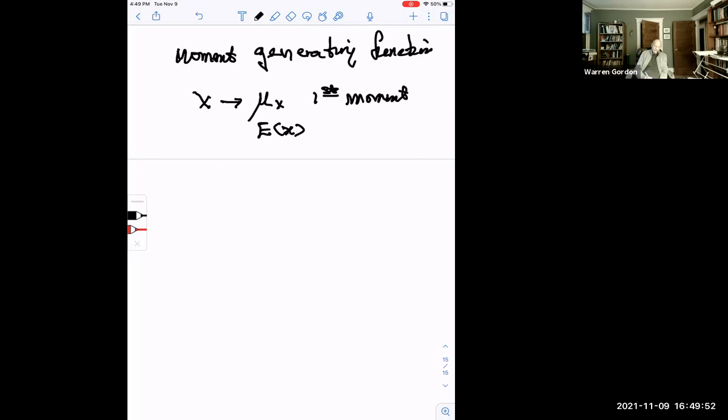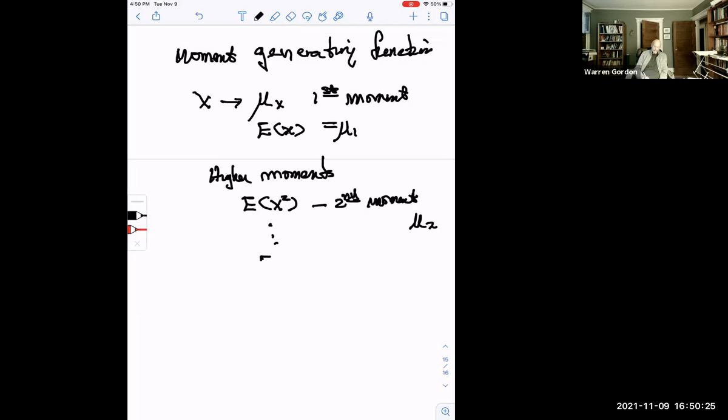So we can talk about higher moments as well. For example, E of X squared is used when we want to compute the variance. Sometimes we'll call this the second moment. So I might call the mean sometimes the first moment, and E of X squared I might call the second moment. And I could generalize this idea and call E of X to the k, from the use of k, the kth moment.